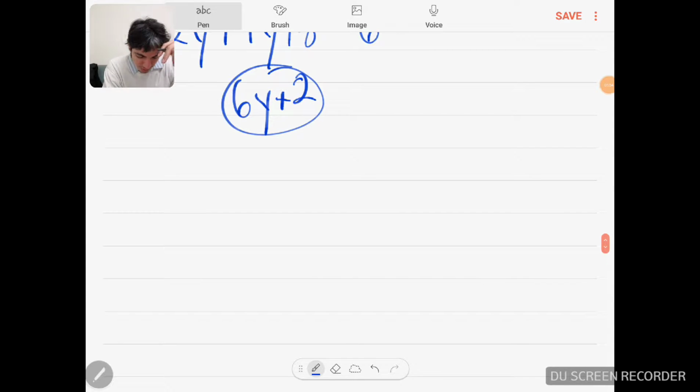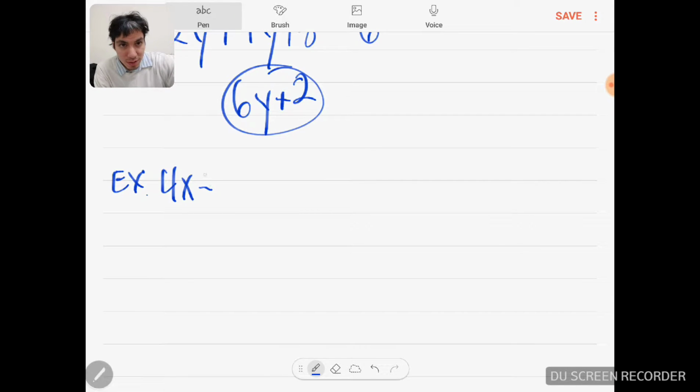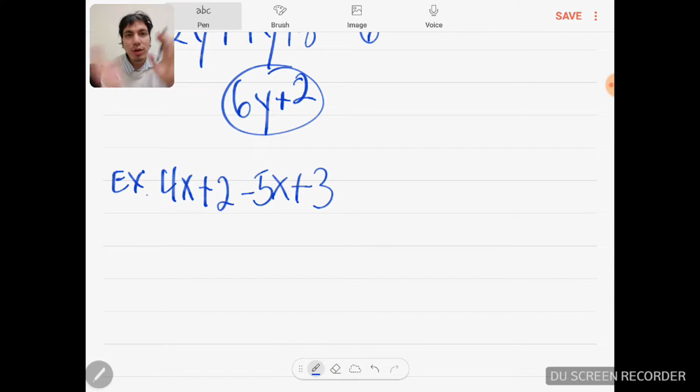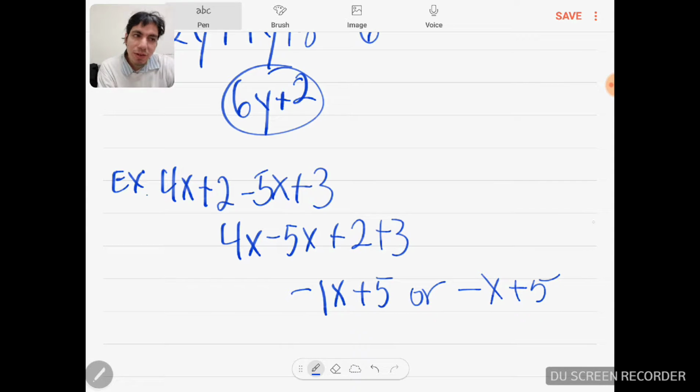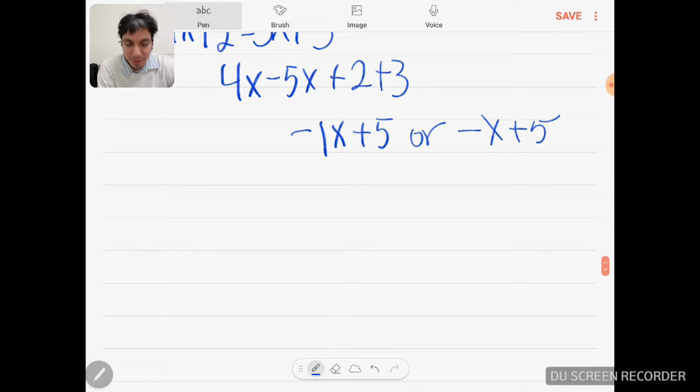So let's try another one. Let's say this example, I gave you 4x plus 2 minus 5x plus 3. Same idea, you want to reorder everything. So I get 4x minus 5x plus 2 plus 3. I'm going to subtract the 4 minus 5, which gives me negative 1x plus 5, or negative x plus 5. Either way, your answer is correct.